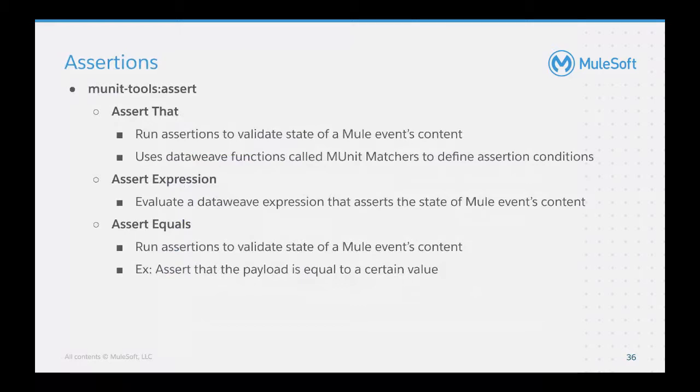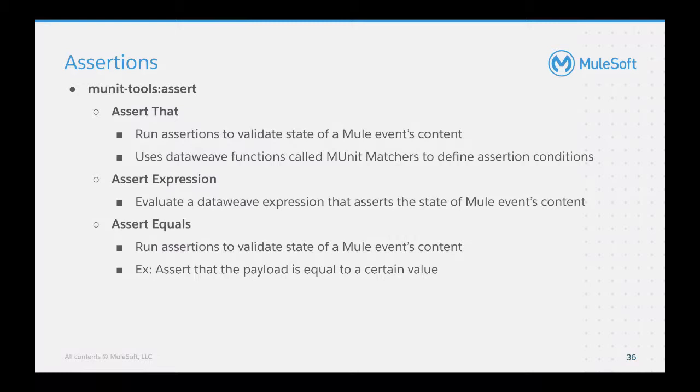Assertions. Assertions are mainly to validate that a particular value is what you expect. So you're validating the state of the Mule event. You have three types of assertions that you can do: assert that, assert expression, and assert equals.